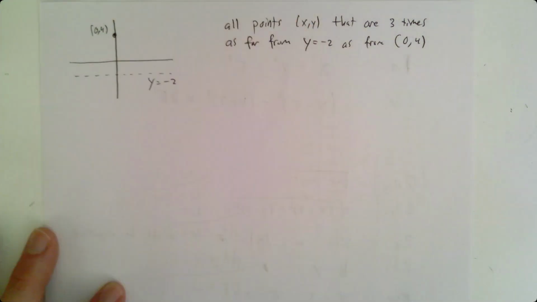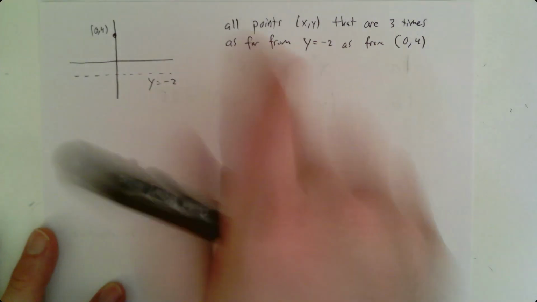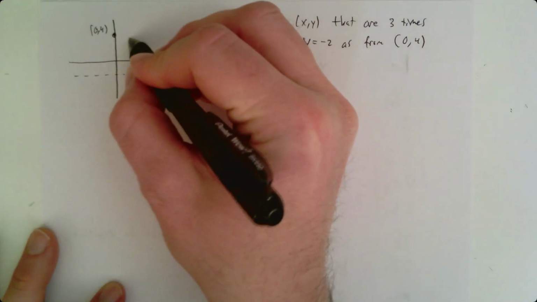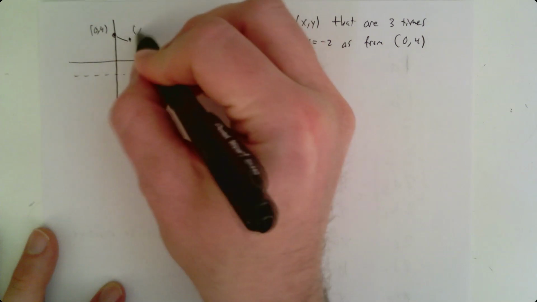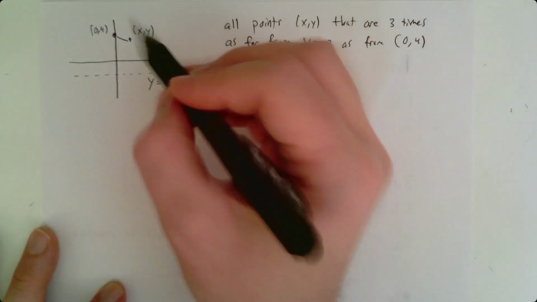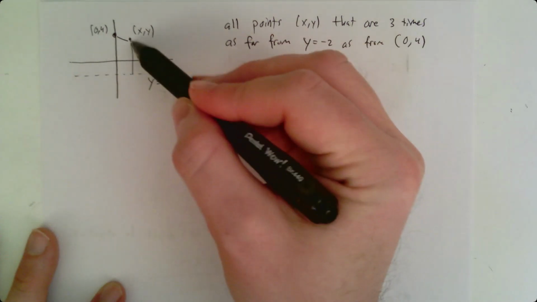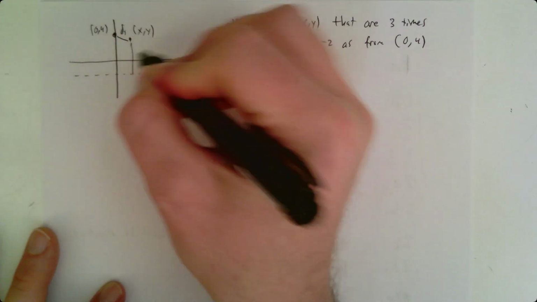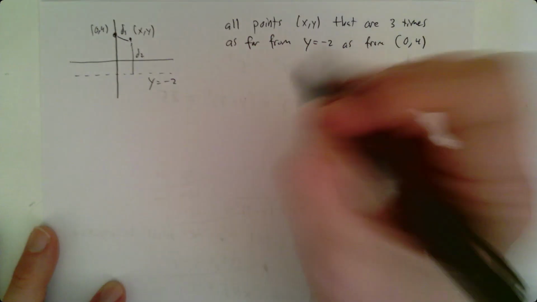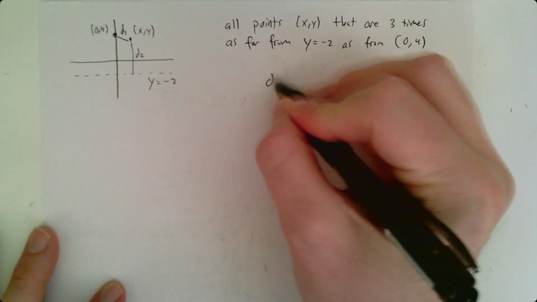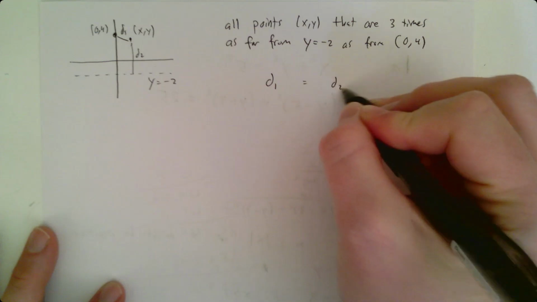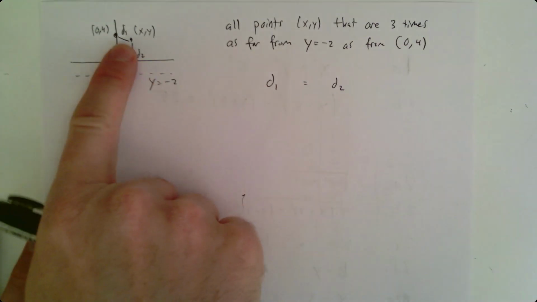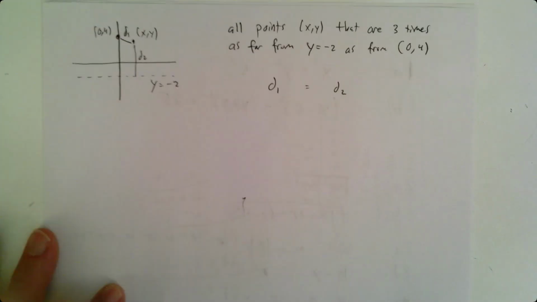So let's see, 3 times as far from the line. So the distance to the line is longer. You know, that's not exact, but I just want something that looks approximately right. So this could be 3 times as long as that. Let's label them. I'm going to call that D1 and that D2. So I want it to be true. Well, before I wrote D1 equals D2 when I wanted the distance from x, y to be the same to both the point and the line.